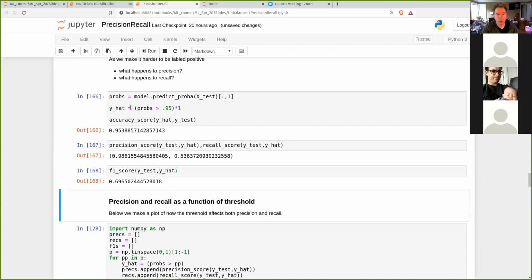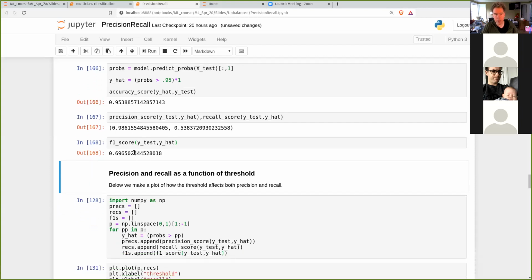Now if I push the threshold for being considered a 3 up to 95%, precision goes up really high, but recall goes down to just 50%. So now we're leaving about 50% of the 3s on the table. But when we do say something is a 3, we're right about 99% of the time. And this makes F score go down too.